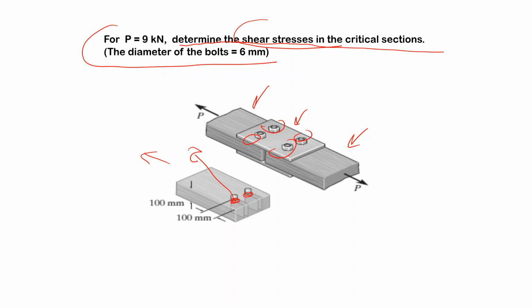Another critical section is the areas in the plates. As you see, if this length is not long enough, here it is 100 millimeters, then these sections will be sheared and we will have failure.